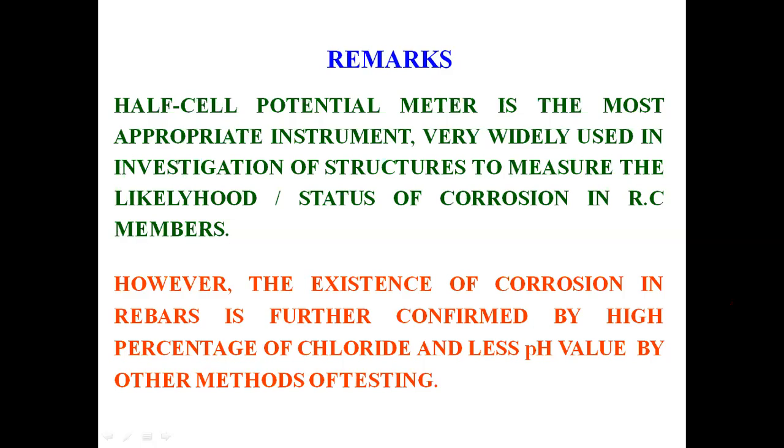However, the existence of corrosion in rebar is further confirmed by a high percentage of chloride and low pH value, by other methods of testing also. As I told you, we have to maintain a proper cover to decrease the rate of corrosion of the steel. Corrosion is mainly due to the high presence of chloride content and low pH values. By other methods you can assess the chloride content and the pH level which is creating this corrosion in the steel. That is how you can make use of this.